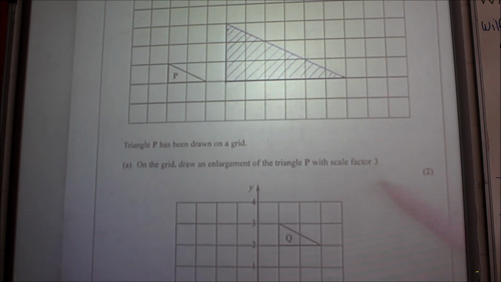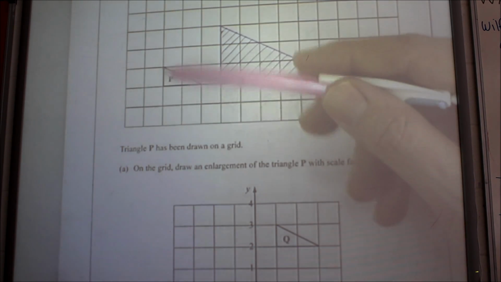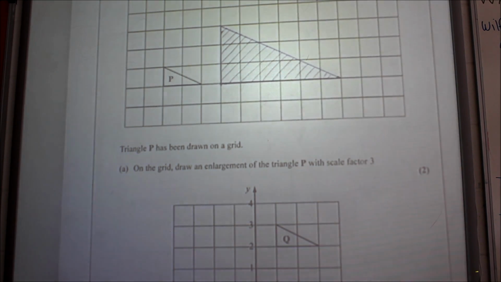Question number 5. Triangle P has been drawn on a grid. There it is. On the grid, draw an enlargement of triangle P with a scale factor 3. Everything's got to be 3 times bigger. So that's 1 high, that'll be 3 high. That's 2 along, that'll be 6 along. Make sure it shows up.